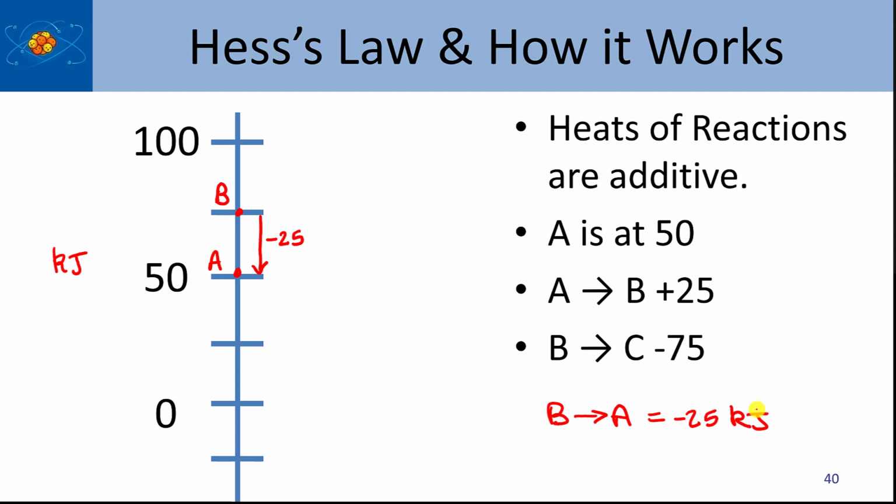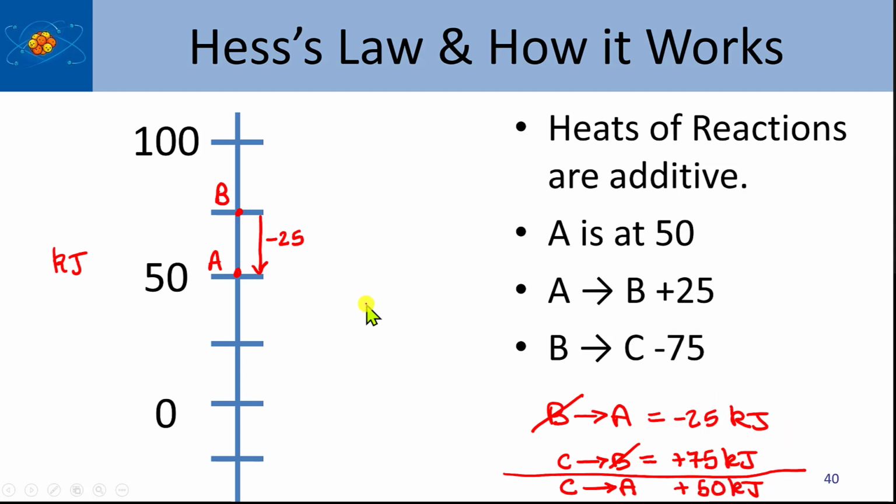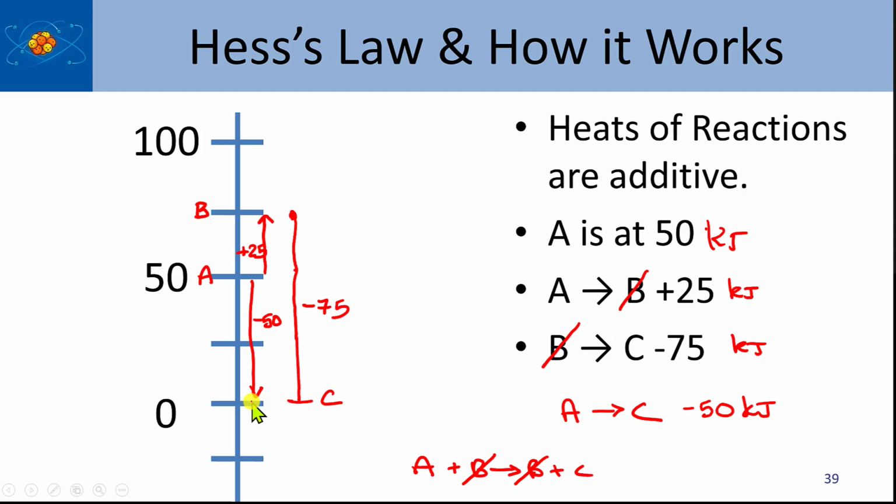If you were to go from C to B, then my expectation would be that that would be plus 75 kilojoules. And if I added these two reactions together, notice what happens. The B's will cancel, and I have C goes to A, and that would be plus 50 kilojoules. So I actually just reversed these two reactions and added them together. And if you remember from our earlier diagram, C was down here at 0.